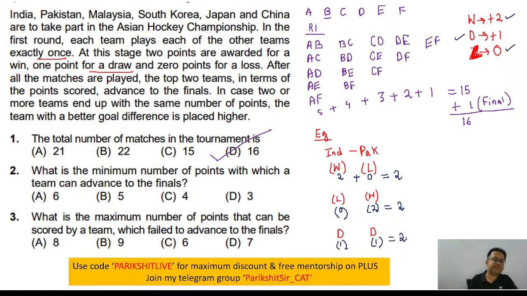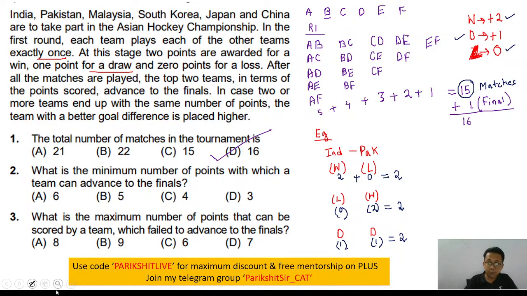Fine? Great. Now, how many matches are there in the league round, or round one? Remember, we already calculated that round one has got 15 matches.